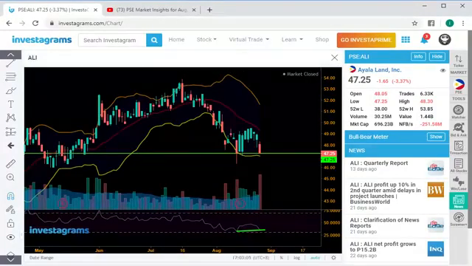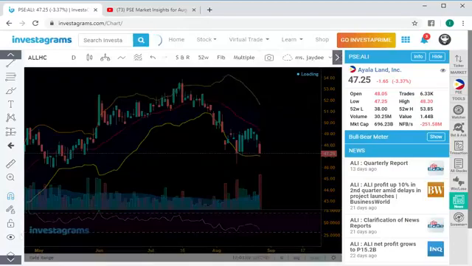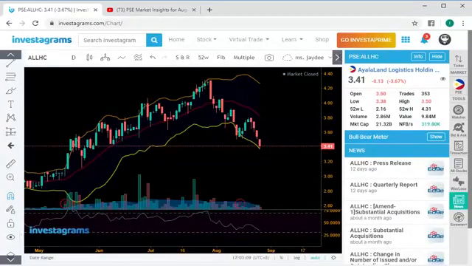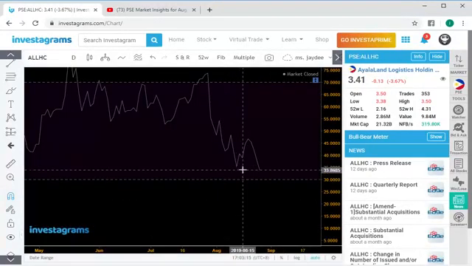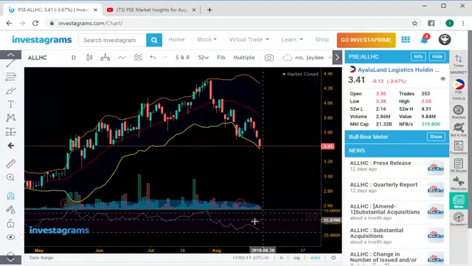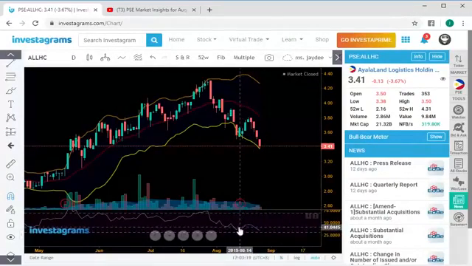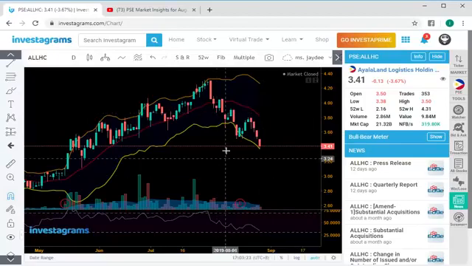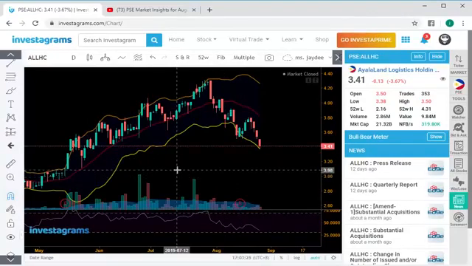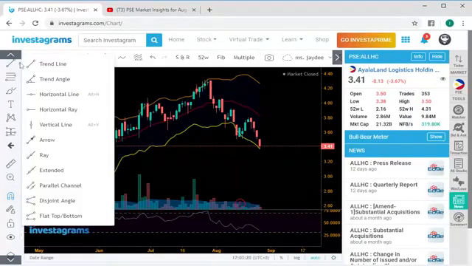LHC. LHC is still triggering the lower Bollinger Band, and I don't see any signs that this stock is slowly gaining momentum to form a possible reversal. So you may stay away from this stock for now because it's still going down.